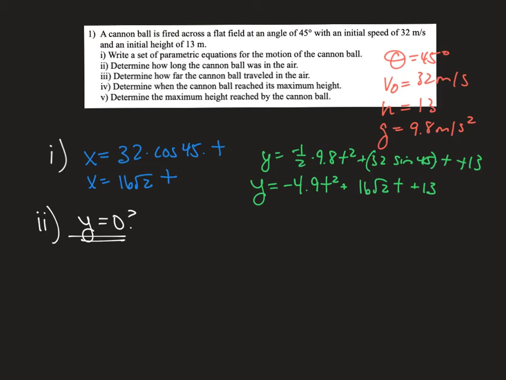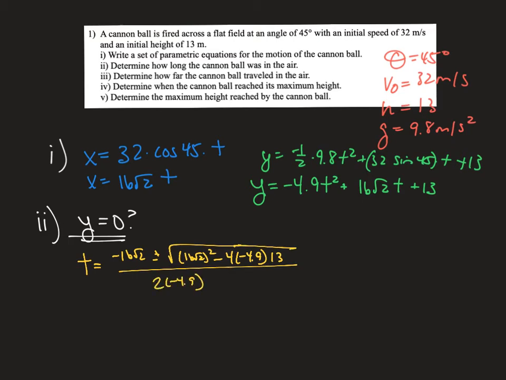So we're really just saying, hey, 0 equals that whole thing. So you can just use the quadratic formula, but it's not going to be x this time, it's going to be t. So t equals the opposite of b, so negative 16 radical 2, plus or minus the square root of 16 radical 2 quantity squared minus 4 times the negative 4.9 times the 13, all over 2 times the negative 4.9. Okay, so this is super messy looking, but that's all right.